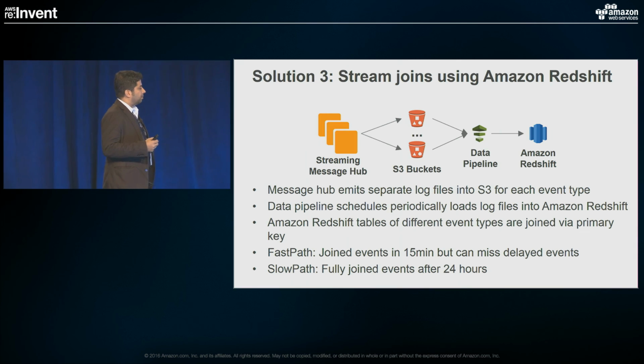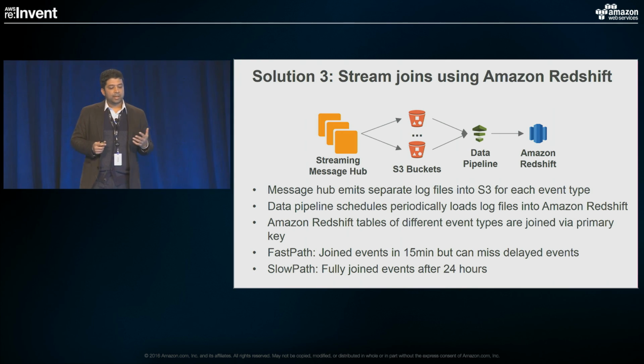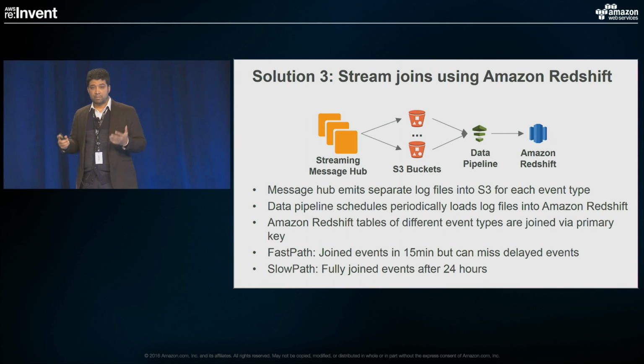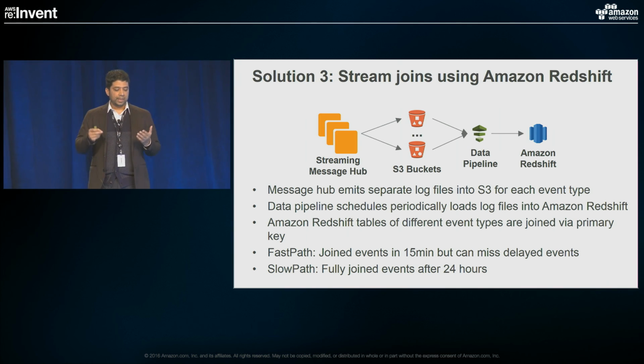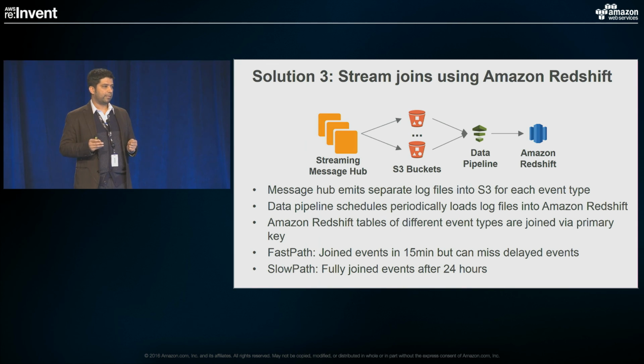And our solution makes use of Redshift under the hood to do the joins. So we make use of our streaming message hub that collects data for different event types and then puts them into files on S3. We make use of Data Pipeline, which is an AWS managed service for picking up these files from S3 and then ingesting them into a data warehouse such as Redshift.